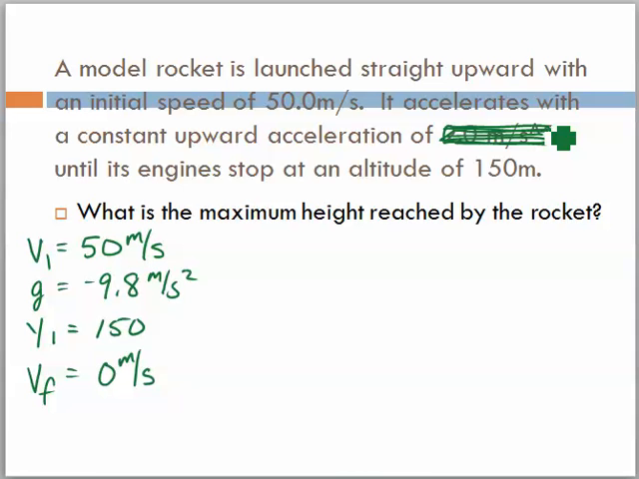So what I'm going to do is I've got to pick one of my equations that gives me a distance because I want to find out what height it went. I've only got 2 of those. So then my choice becomes which one to use. Well, one requires time and one doesn't require time. So I'm going to use the one that doesn't require time because they don't give me any time in this problem.